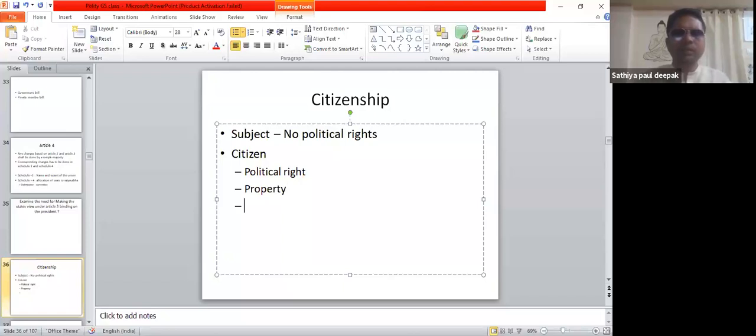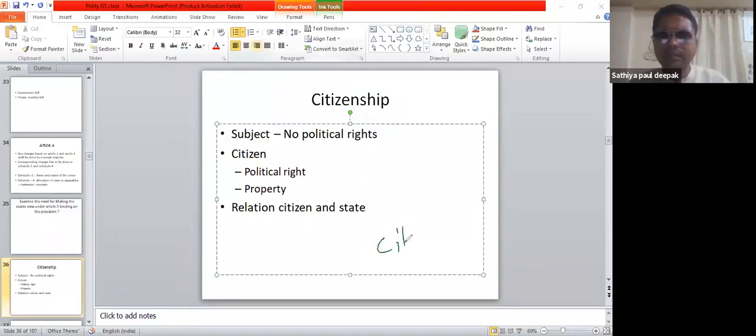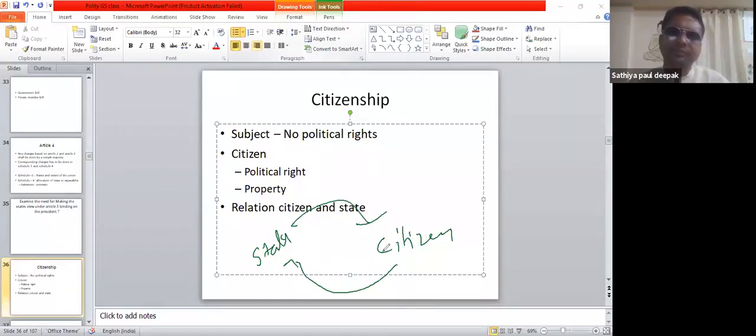Okay. Now, what is the relation between the citizen and the state? I'll just draw a diagram to make you understand the relation between the citizen and the state. First, the state provides security to the citizen, physical security as well as welfare.